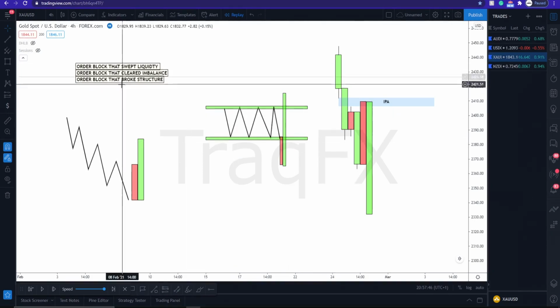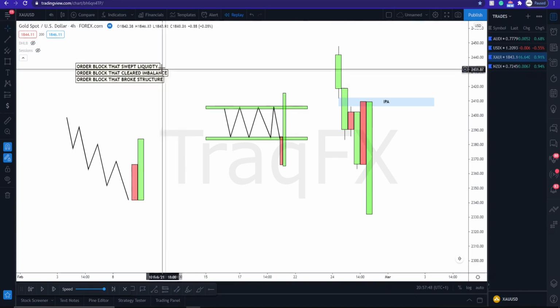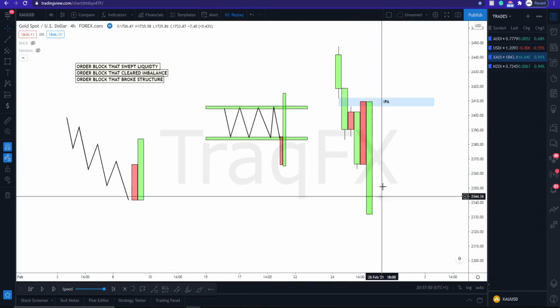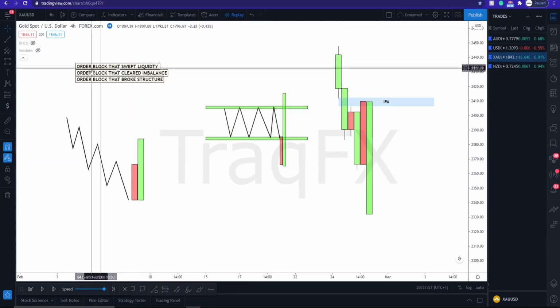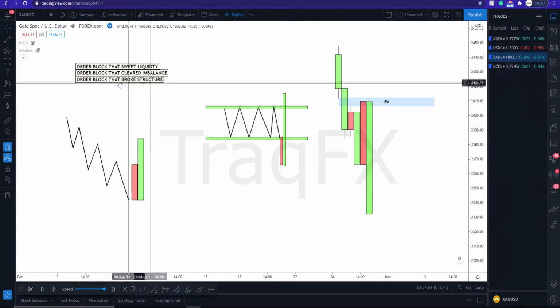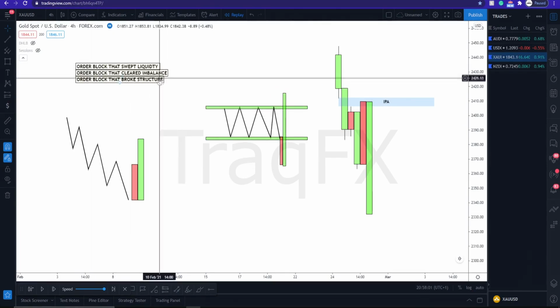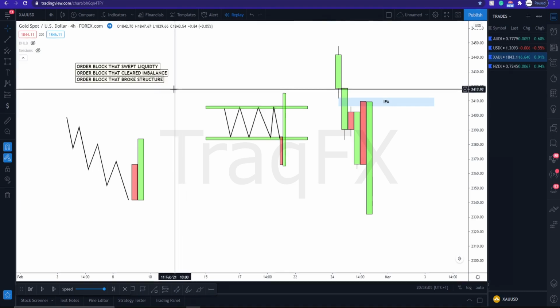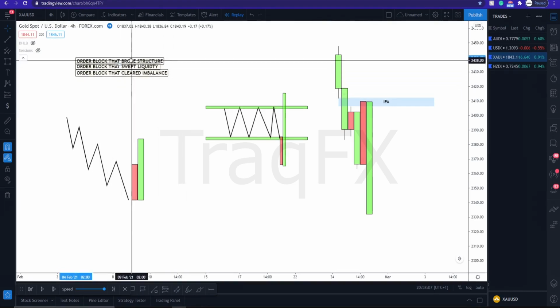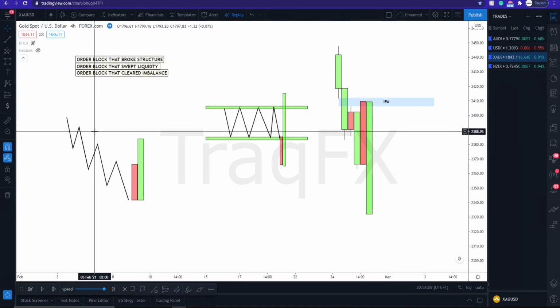So we have three different concepts, or rather confirmations, that go inside of the concept of order blocks to find out which OB will actually hold and which one won't. The first one is an order block that swept liquidity, the second is an order block that cleared imbalance, and the last is an order block that broke structure. I'm going to go over each and every one of these, starting with the first one.